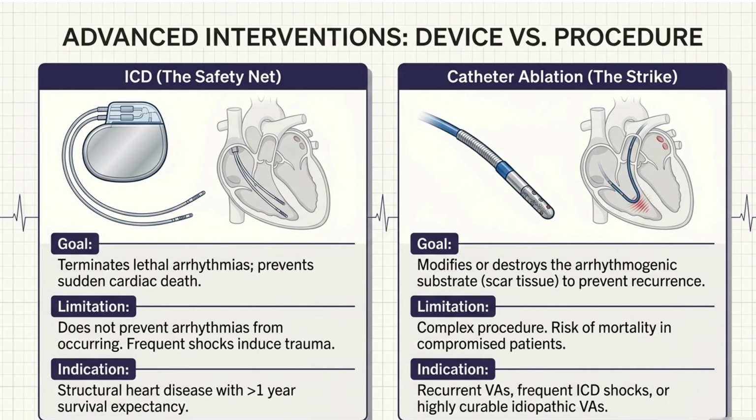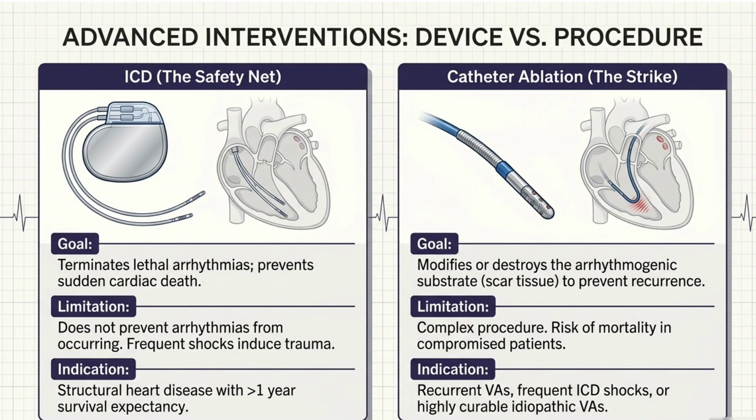So we have the ICD and catheter ablation. The ICD is the safety net. Its goal is to terminate lethal arrhythmias and prevent sudden cardiac death. The limitation is that it does not prevent arrhythmias from occurring, and frequent shocks cause trauma. Indication: structural heart disease with greater than one year survival expectancy.